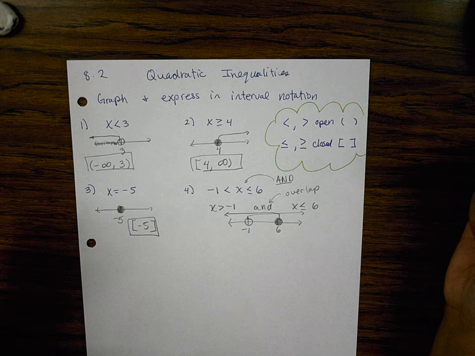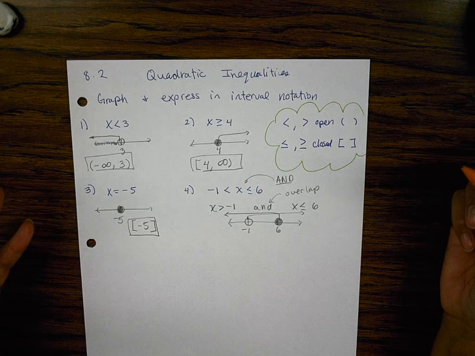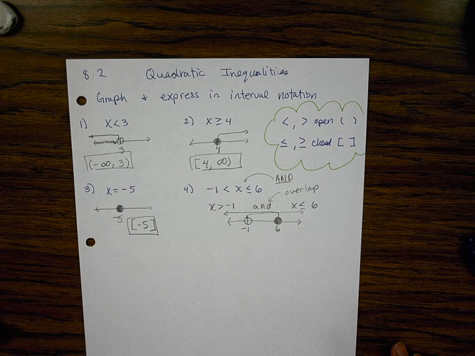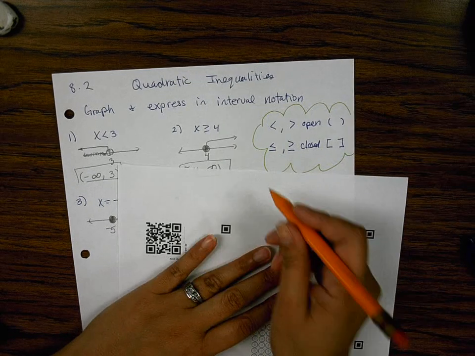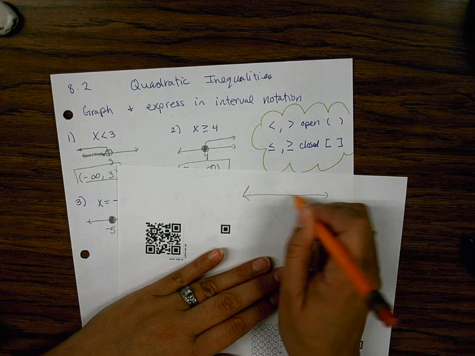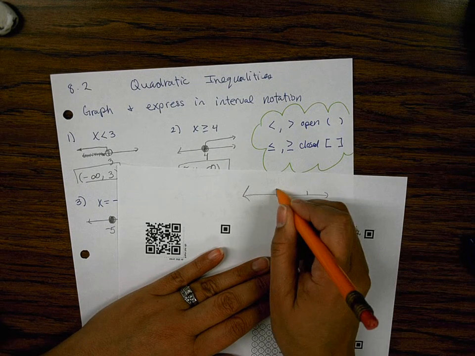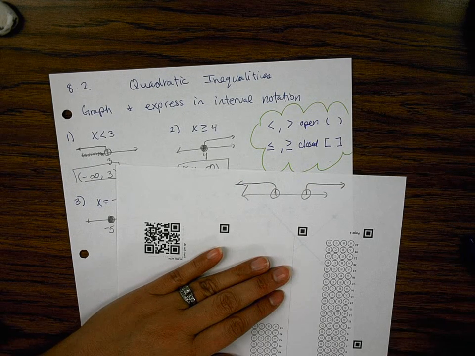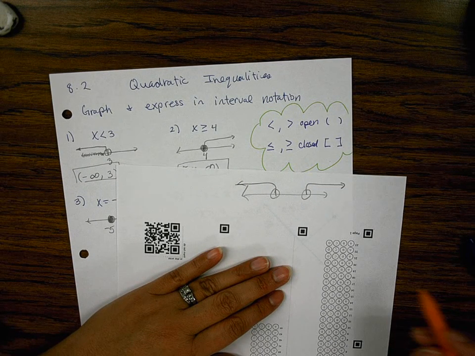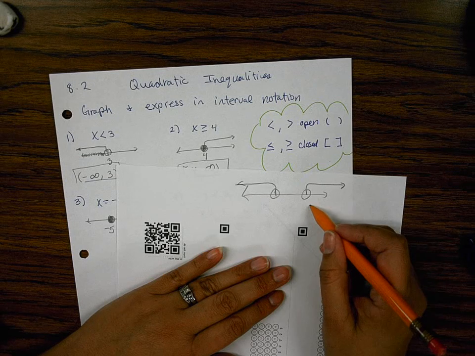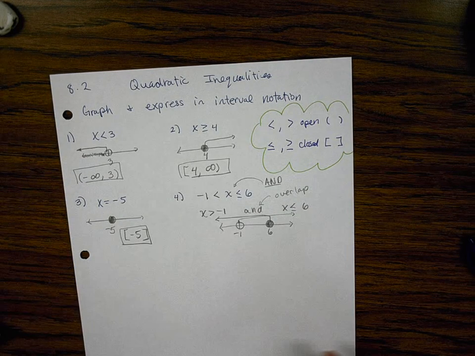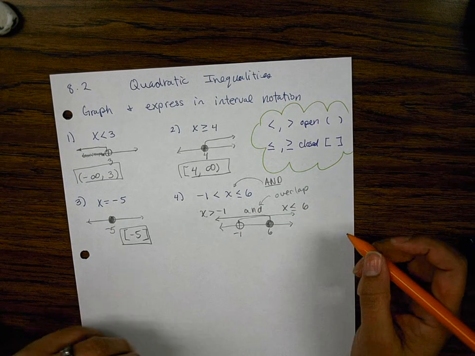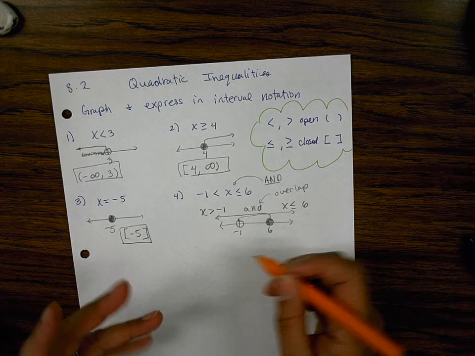Whenever there's an "and" problem, there must be overlap when you graph. If there is no overlap when you graph, then it is no solution. And you will see some of these eventually, but remember, if you graph and it's an "and" problem and it looks like this, like the arrows are going away from each other, that is a no solution. If it was an "or," it would work, but for "and"s, there must be overlap.